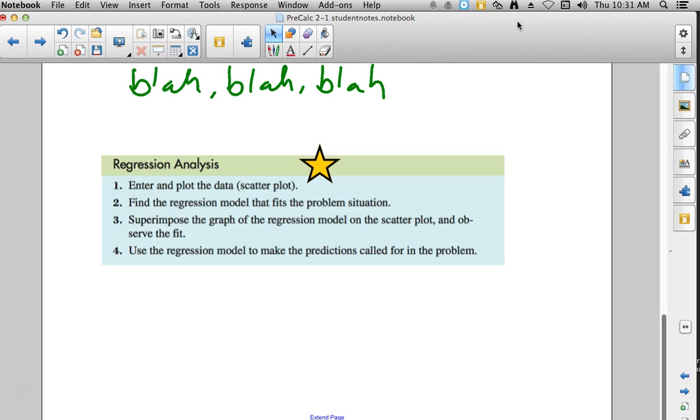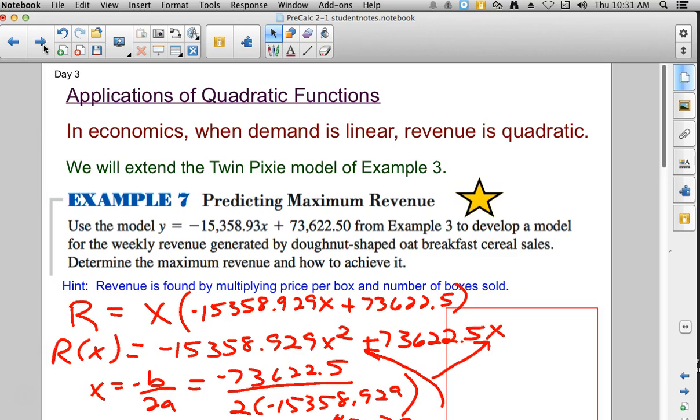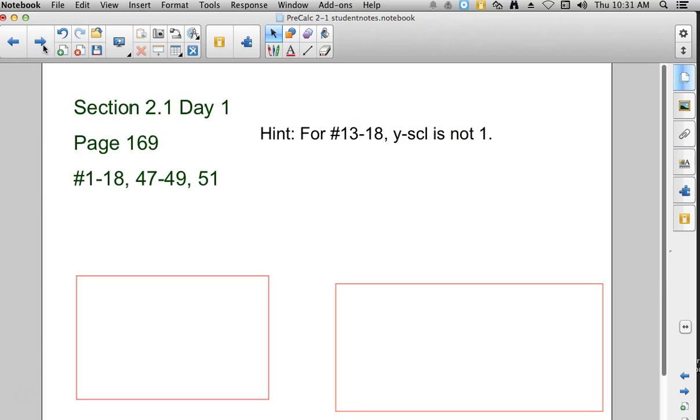So, lots of review. Do you agree with me today? All this correlation stuff? We definitely tackled a whole lot of objectives today. But section 2.1, day 1, page 169, we'll do some jumping around, just getting the things that we covered today. 1 through 18, 47, 49, and 51.